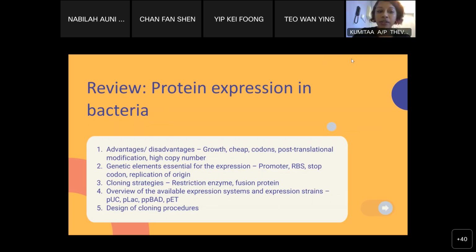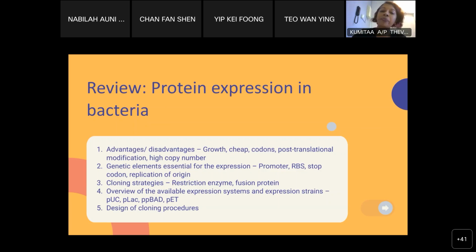We also talked a little bit about the essential genetic elements for the expression, particularly the promoters. So hopefully you can remember what were some of the host versus phage promoters and how they differ. We talked about how RBS, ribosome binding site, is important, different stop codons, and of course replication of origin. So again, replication of origin does affect the copy number. So hopefully when you hear things like pUC or pBR322, it automatically comes to mind whether those are low or high copy number plasmids.